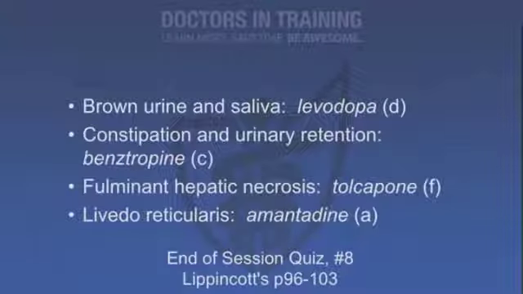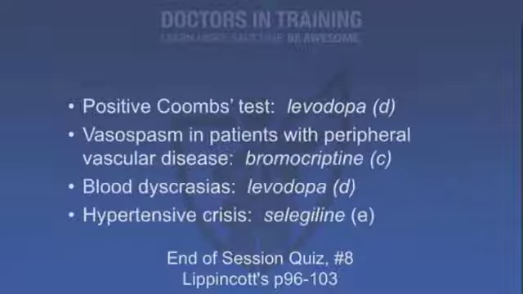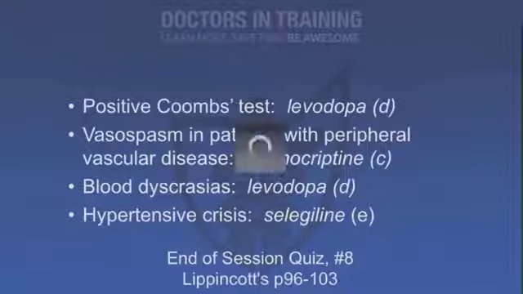Fulminant hepatic necrosis, we talked about this just a second ago, that's tolcapone. Livedo reticularis, that's going to go with amantadine. Positive Coombs test, that's going to be levodopa. Vasospasm in patients with peripheral vascular disease, that's going to be bromocriptine. Blood dyscrasias, levodopa. Hypertensive crisis, and this is usually at high doses, this is selegiline.